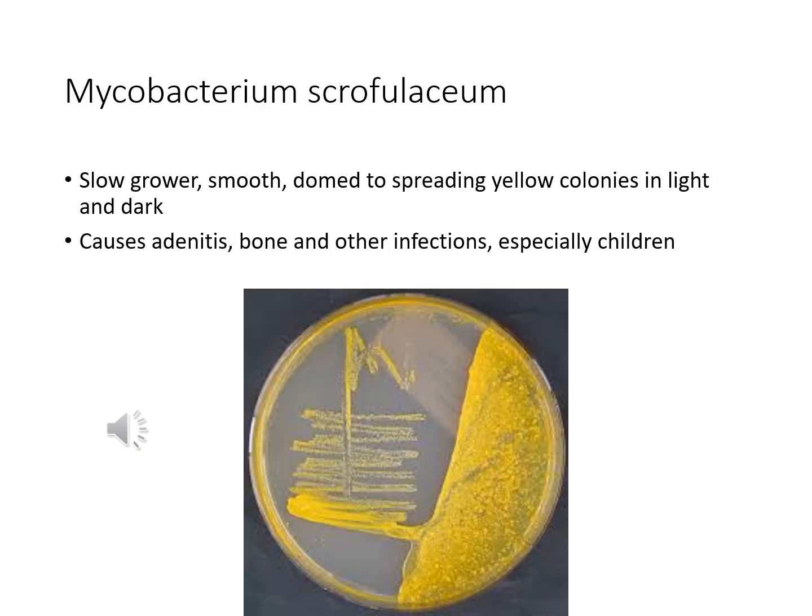Mycobacterium scrofulaceum is a slow grower as well. It is smooth, domed to spreading yellow colonies in light and the dark. So again, it's a scotochromogen. It causes adenitis, bone, and other infections, especially in children.